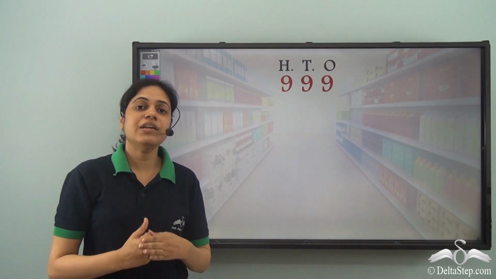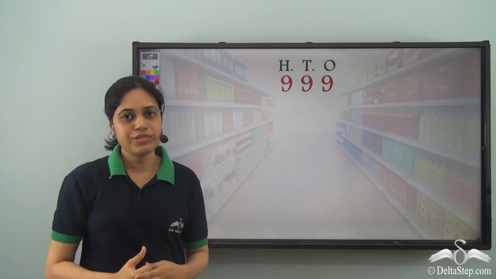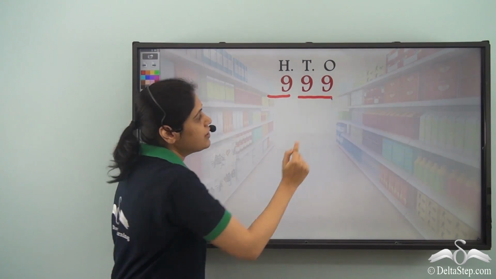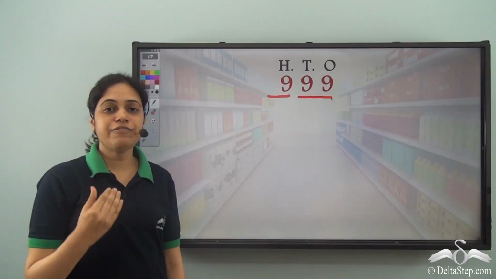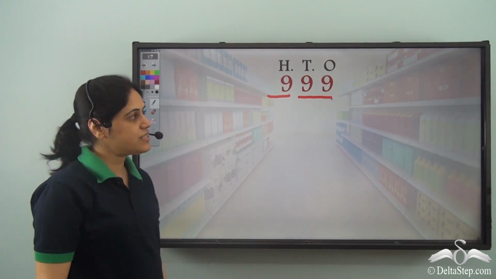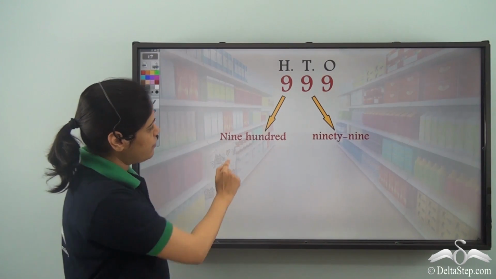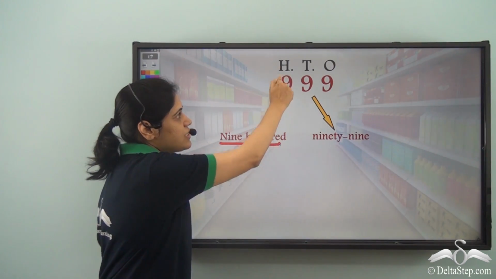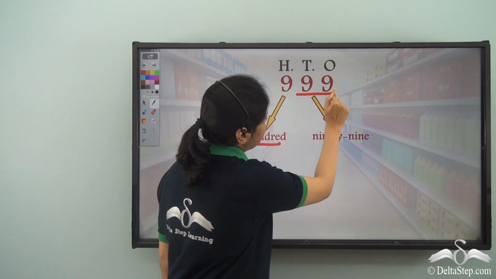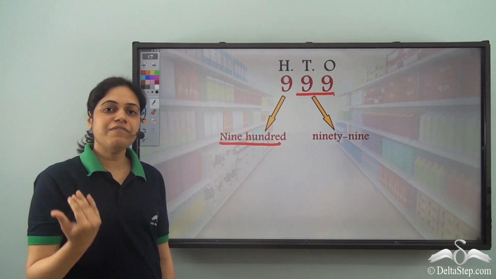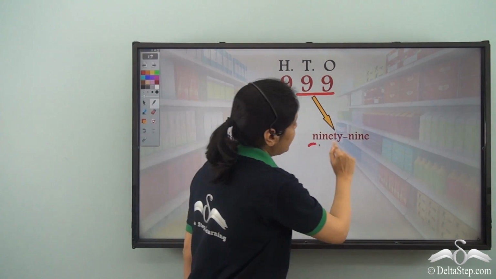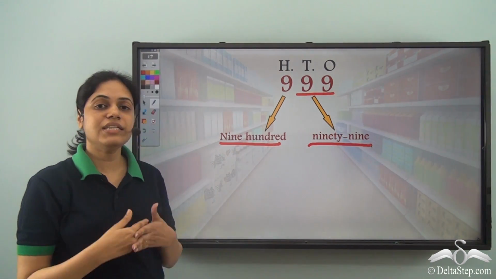Now when we learned the number names of 3-digit numbers, we saw that the number names are divided into 2 parts. The first part is the digit in the hundreds place. So the first part will be 900 because 9 is the hundreds digit, and the second part is the tens and ones digit together, that is 99. So the second part is 99.